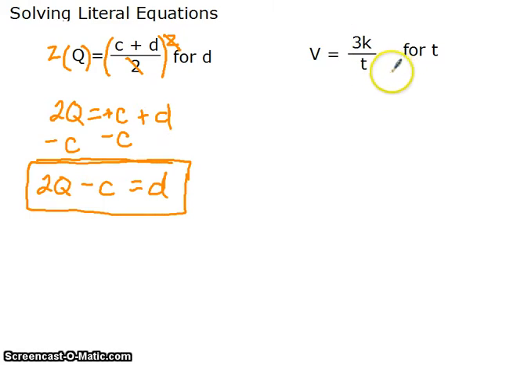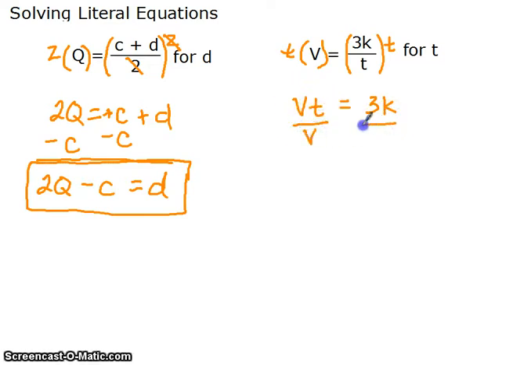Over here, another fraction, but this time they want us to solve for T, which is in the denominator. We can't get it by itself when it's in the denominator. So our first step, we've got to get T out of the denominator. We do that the same way we did with the 2 on the last problem. We're going to multiply both sides by T. So that gives me VT equals 3K. And then to get T by itself, since these are being multiplied, I need to divide by V. That'll leave us with T equals 3K over V.